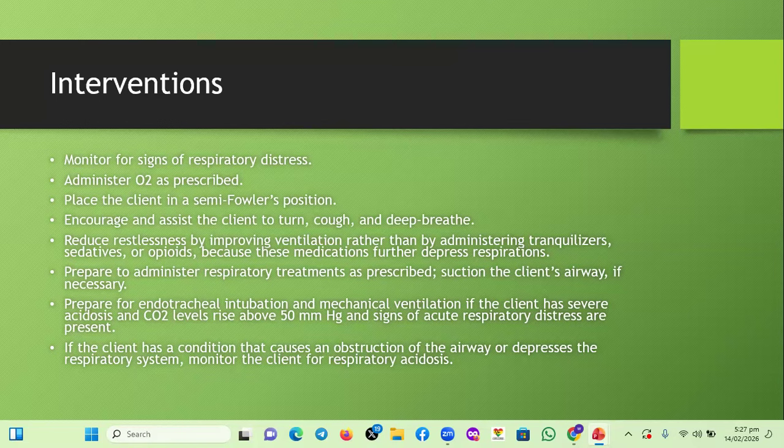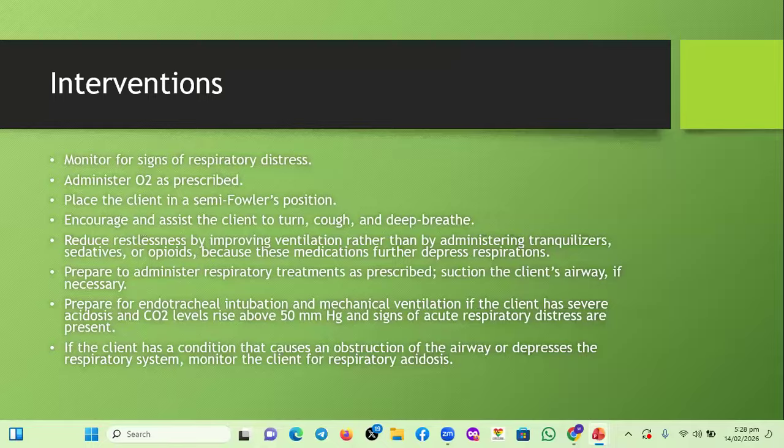So when you are reading your question and you realize that the client is experiencing respiratory acidosis, and in the medication options you have sedatives or opiates, rule them out, because when you give them, they are going to suppress the respiratory system more, and the client will go further into respiratory acidosis.